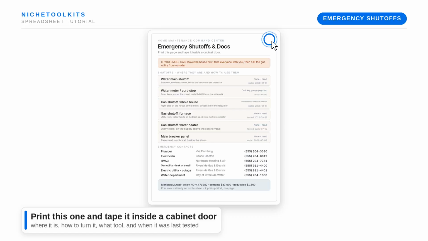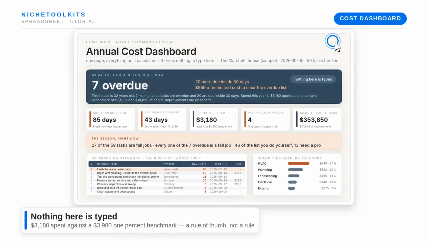The annual cost dashboard has nothing to type. 12 figures, a sentence the file writes for you, a ranked risk list with the worst first, and the warranties ending soon. Spend this year is $3,180 against a 1% benchmark of $3,980. That 1% figure is a rule of thumb in general circulation, and the sheet labels it that way rather than pretending it is a rule.